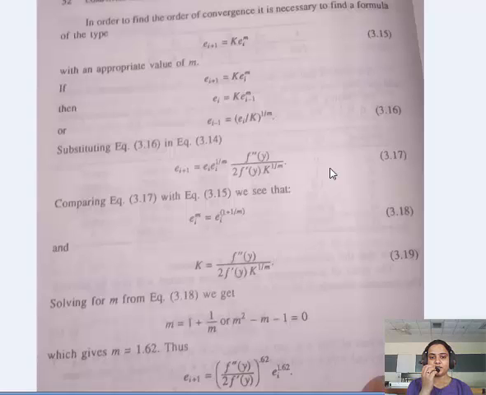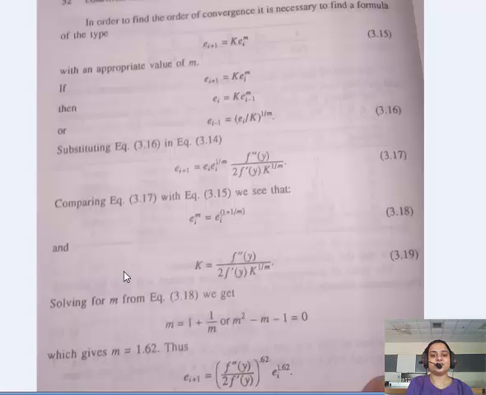Comparing equation 3.17 with equation 3.15, both are finding e_{i+1}. After comparing these two equations, we got e_i to the power m is equal to e_i to the power 1 plus 1 by m. So this is the equation 3.18.